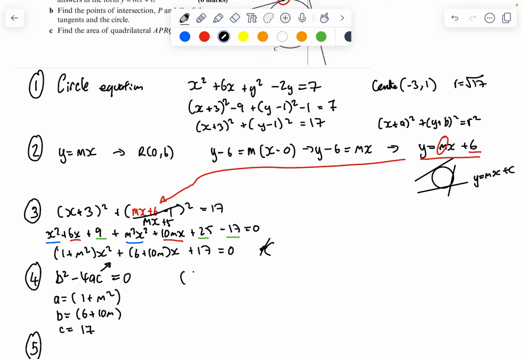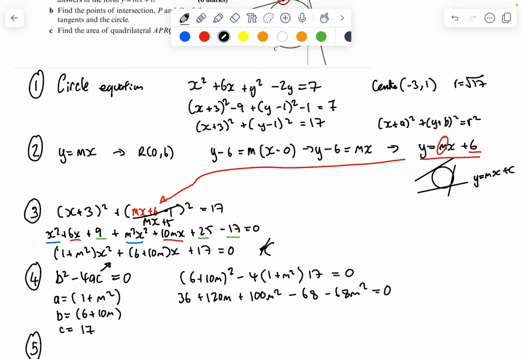Right, so I do b squared minus 4 times a, which is 1 plus m squared, times c, which is 17, and that equals 0. So I've got 36 plus 120m plus 100m squared minus 4 times 17, which is 68. And then I've got minus 68m squared equals 0.